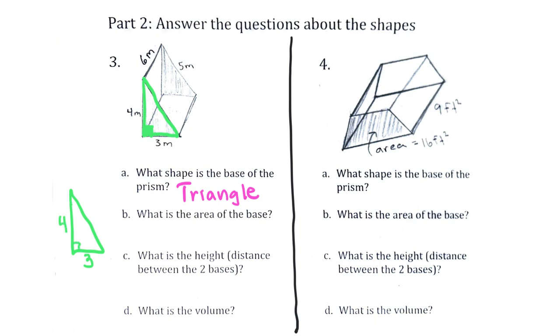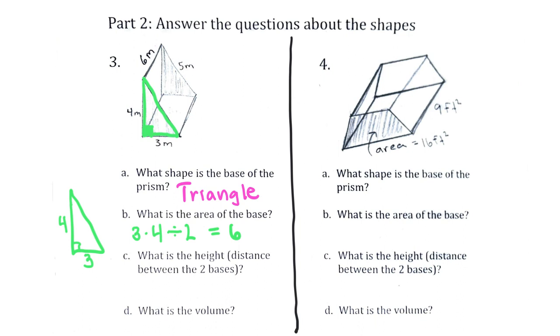So we just learned that formula, or we at least worked with it. We have our base is 3, our height is 4 of our triangle, not the height of the prism, but the height of the triangle is 4. And then we divide that by 2. So 3 times 4 is 12. 12 divided by 2 is 6. So the area of my base is 6.